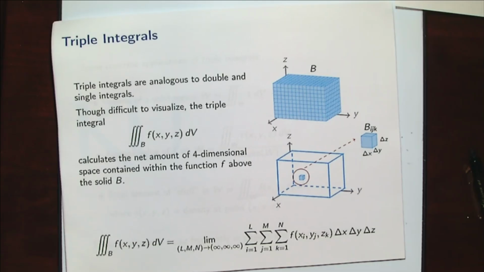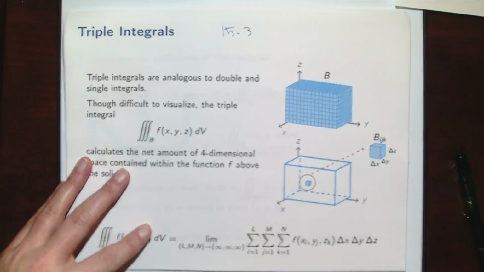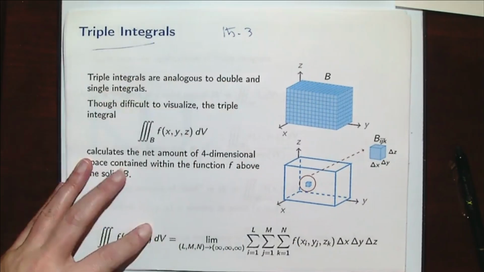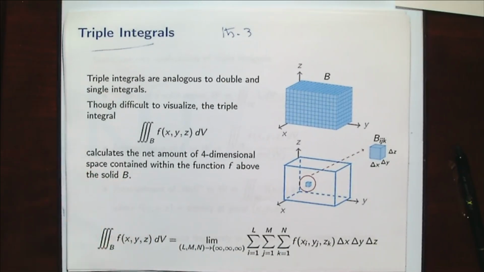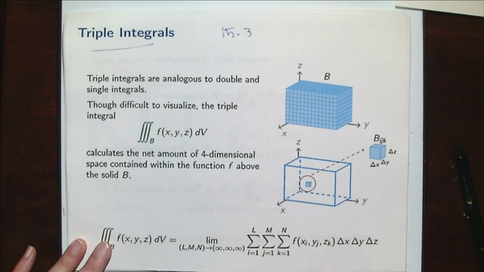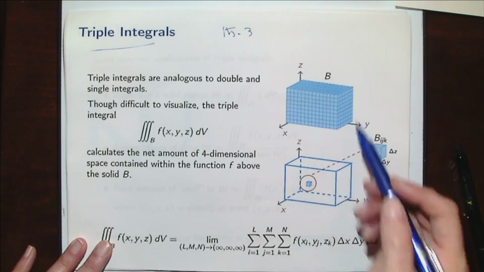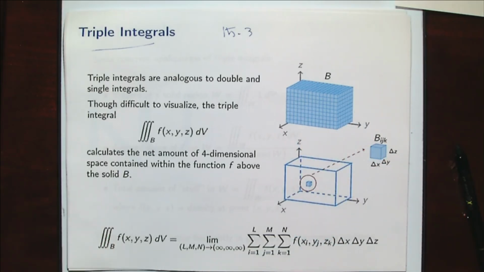So we are in section 15.3. What is section 15.3? Triple integrals. So let's assume you have a domain in 3D. What is a rectangular domain in 3D? A rectangular domain in 3D is a rectangular prism.